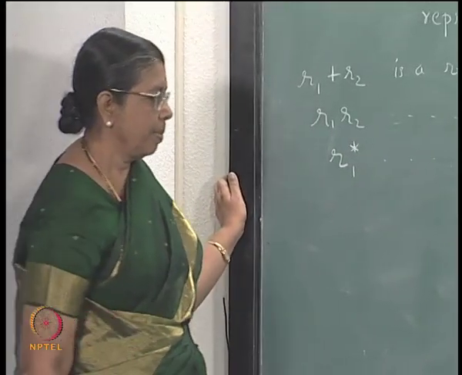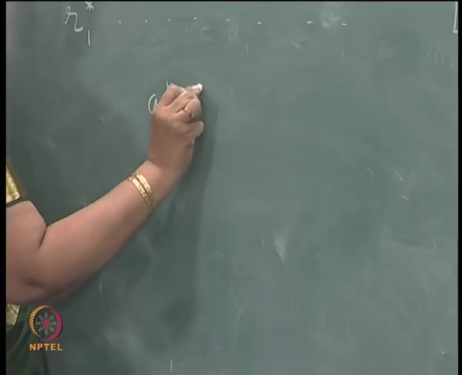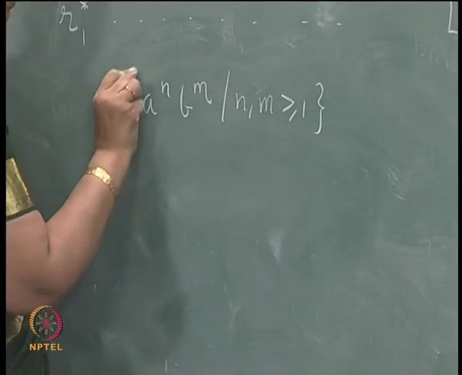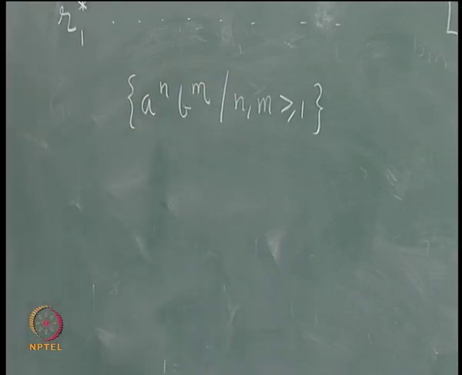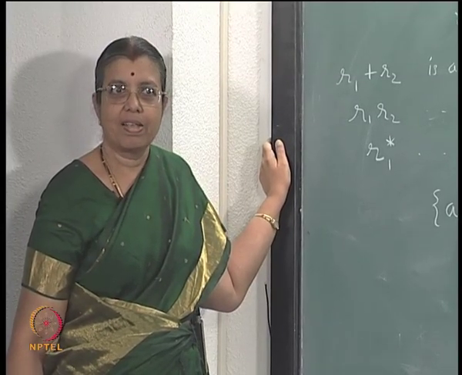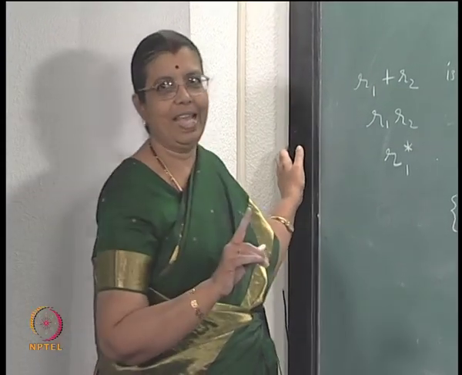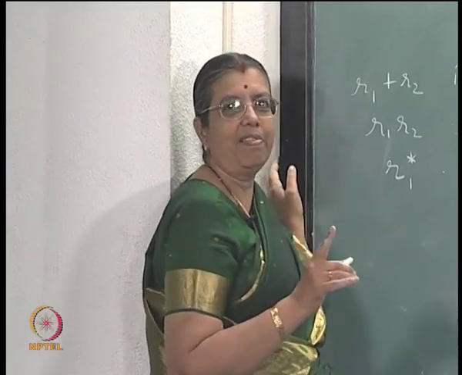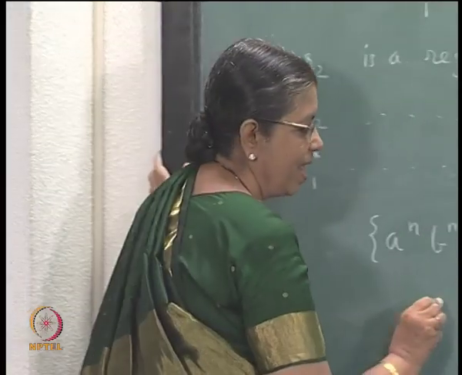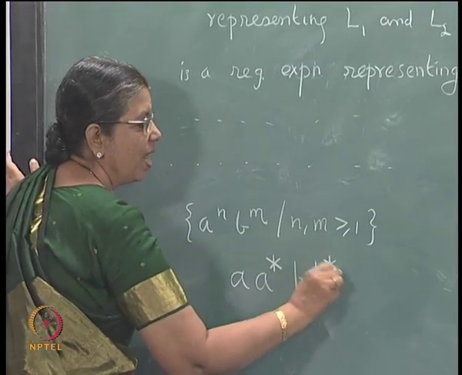Some more examples. We have considered this a to the n, b to the m several times. What will be the regular expression for this? There can be any number of a's, then any number of b's. So it will be a star b star.